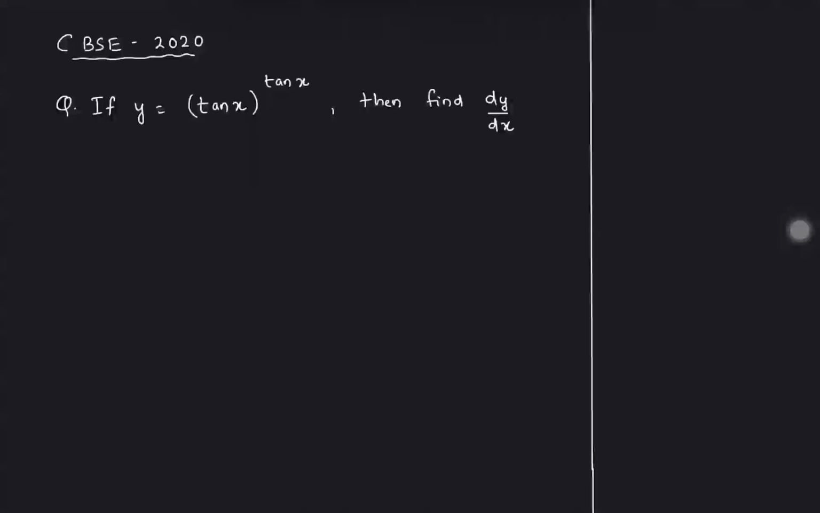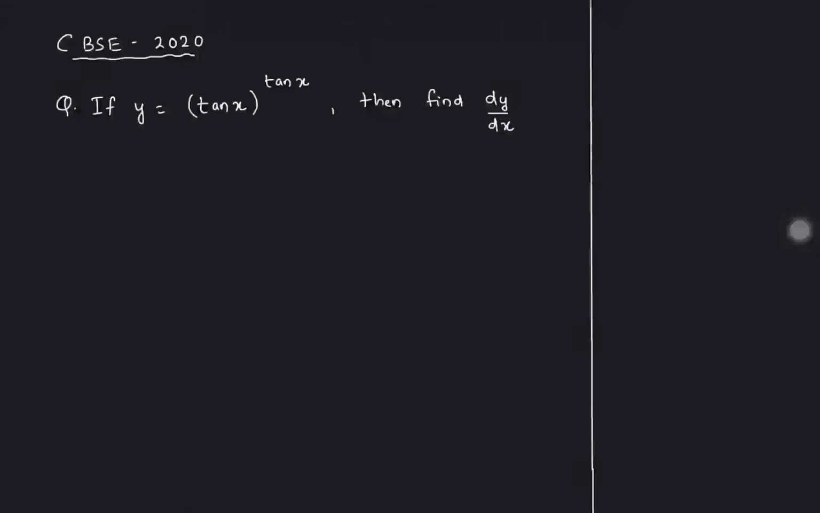Hello everyone. In this video series, we are going to solve some questions from CBSE 2020 past paper questions. So here is one of the questions. It's given if y equals tan x to the power tan x, then find the value of dy by dx.